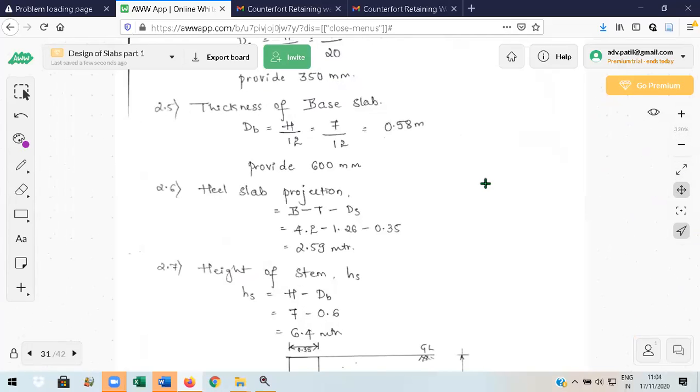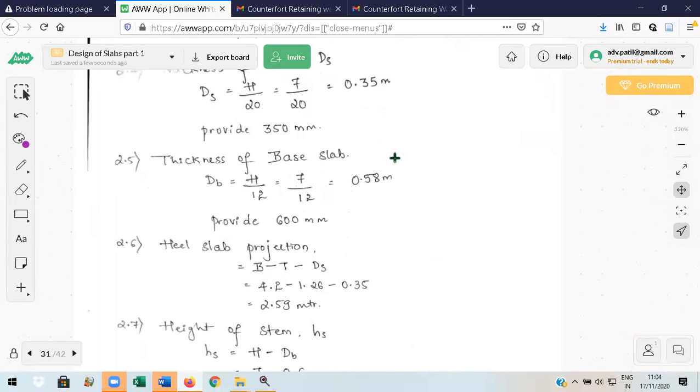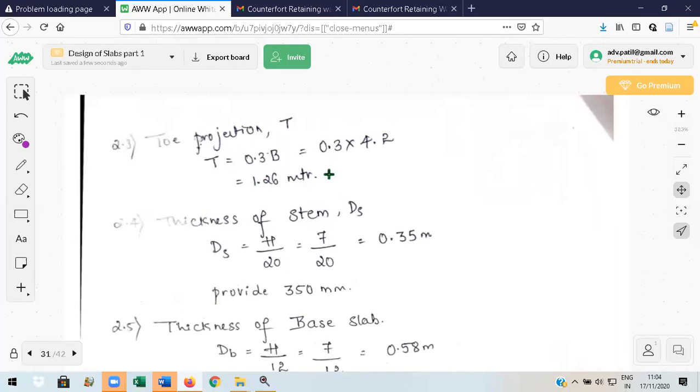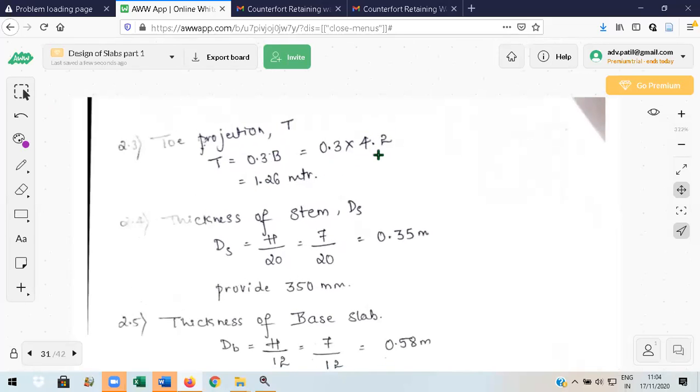Very simple technique is there. Observe these notes. Then finalize the toe projection, 0.3 times B. Remember, not capital H. Here I am going to use toe projection as 0.3 times B. In the previous step, 4.2 was calculated. 0.3 times that, I am choosing it as 1.26 meter.